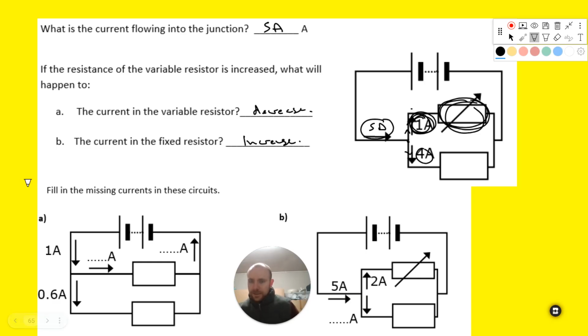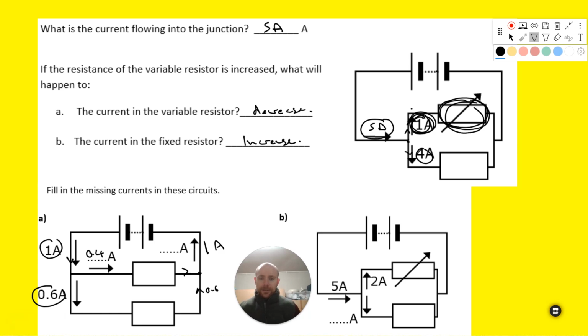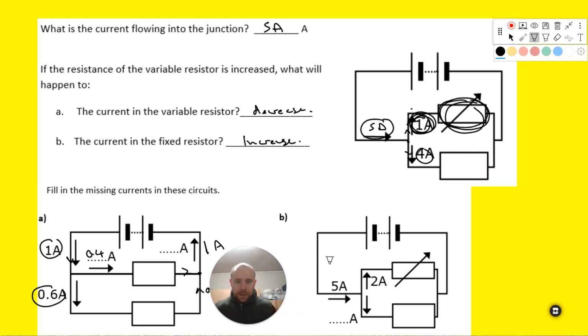Filling in the missing currents for these circuits, fairly straightforward again. Same idea. We've got 1 amp going into this junction, 0.6 coming out of it, so there must be 0.4 amps coming out. 0.4 going into this junction, 0.6 going into this junction. So again, we're back where we started with 1 amp there. And then finally, same idea, very similar, much easier actually. 5 amps going into it, 2 amps going through this branch, so we will have 3 amps going through that branch.